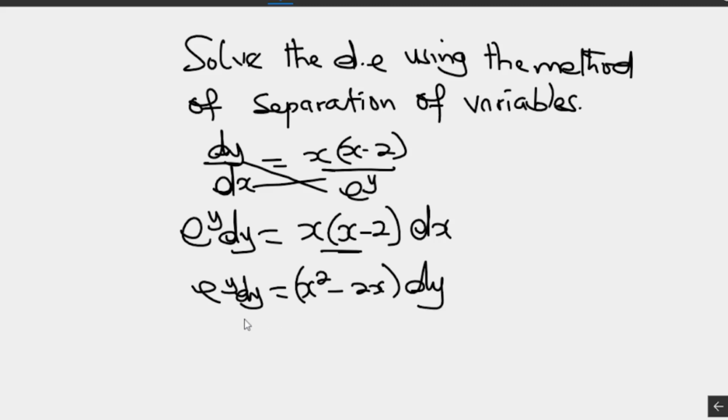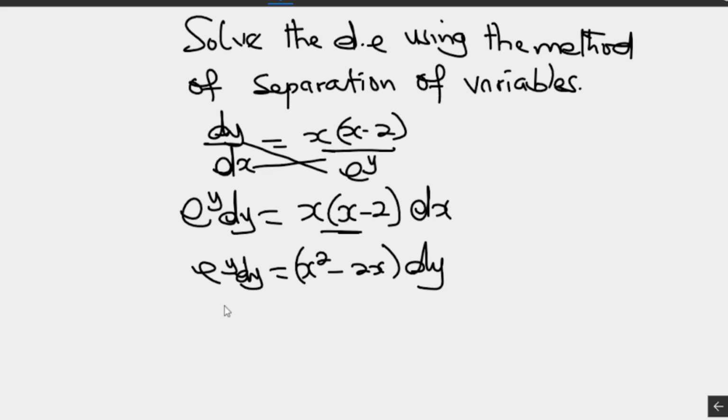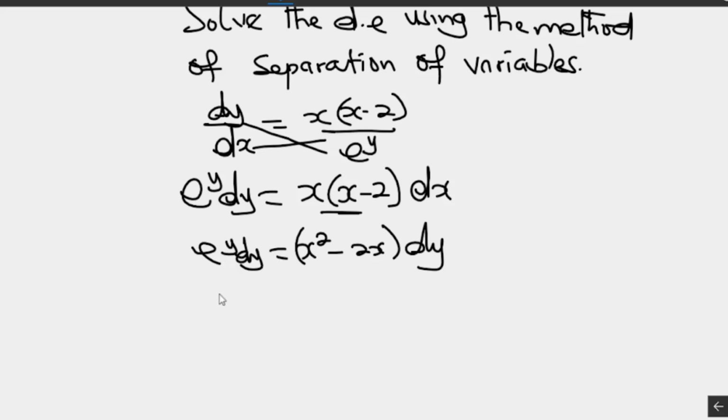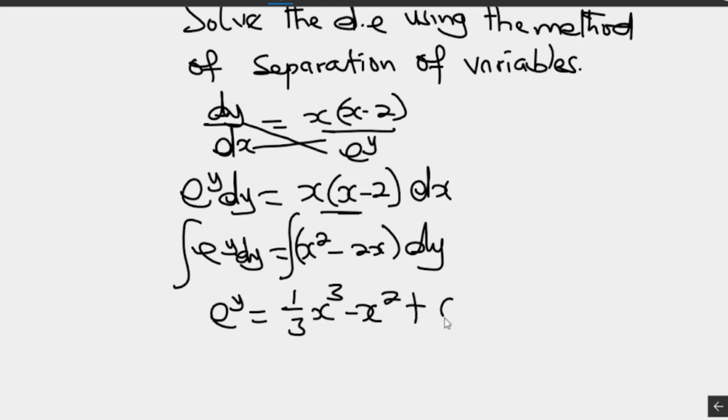Great. Now the next thing is to integrate both sides. So we are going to have the integral of this equals the integral of that. The integral of e^y is e^y. Then we integrate this one here. We are going to have 1/3 x cubed minus x squared plus c.